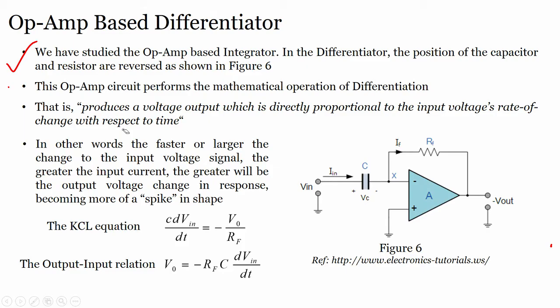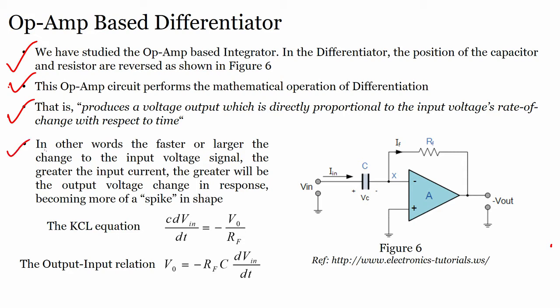First point is the position of the capacitor and resistor are reversed in the case of a differentiator when you compare with an integrator. Second point is it can perform a mathematical operation called differentiation. Third point is the output voltage is directly proportional to the rate of change of the input voltage with respect to time.